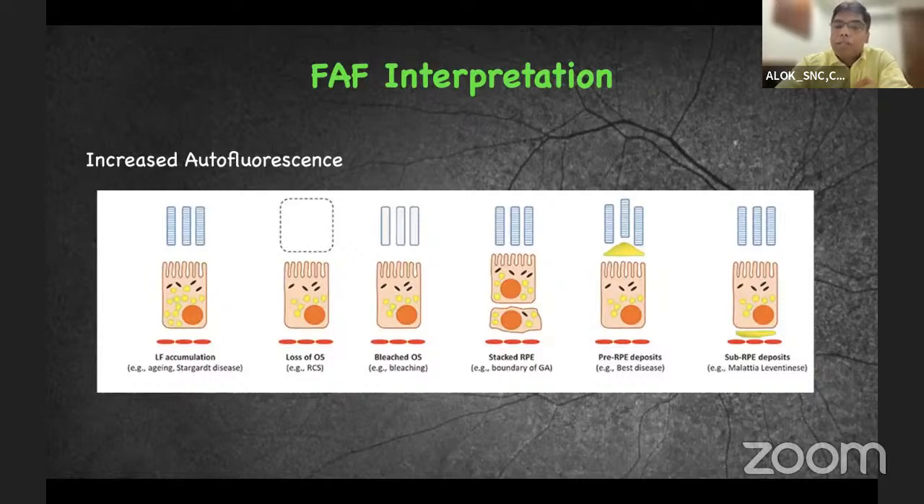Now, the autofluorescence can also be more if the RPE cells are stacked at the boundary of the geographic atrophy, or there is deposit of lipofuscin under the retina, as in some cases like CSR and other cases, or Best dystrophies, or under the RPE as well.